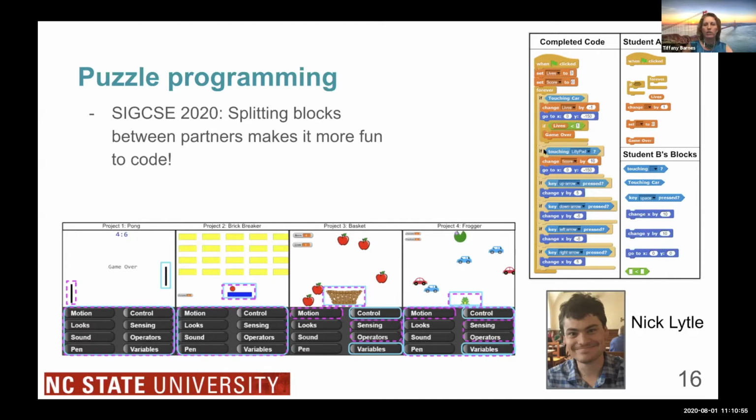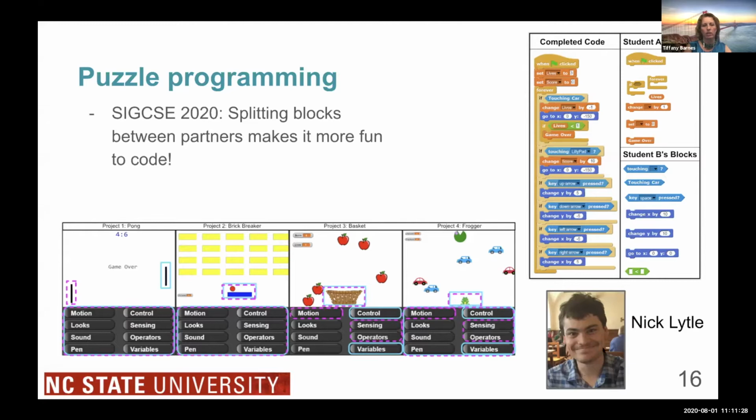One way is to divide and conquer and have each person program one sprite, and then they can merge their code together, or they work in parallel as driver-navigator pairs. And we also tried what we're calling puzzle programming, where we actually separated out the blocks. You can see over here on the right which blocks student A and student B had, and they couldn't solve this code without all of these blocks. So they actually had to talk to each other to get their code to run.